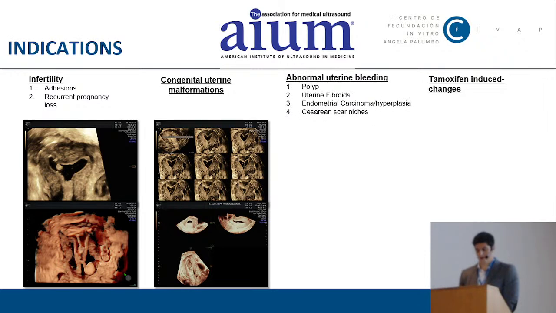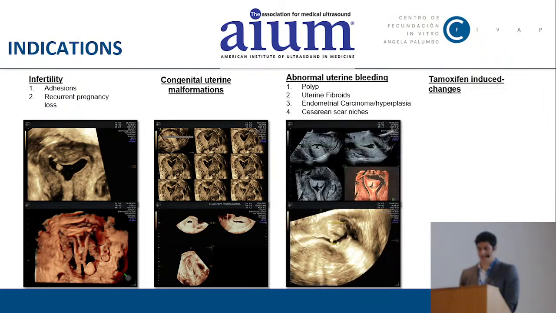In this image, we can see a partial septate uterus and this a hemiuterus. In regards to abnormal uterine bleeding, SIS allows the differential diagnosis between the etiologies that can cause abnormal bleeding, both in premenopausal and postmenopausal patients.